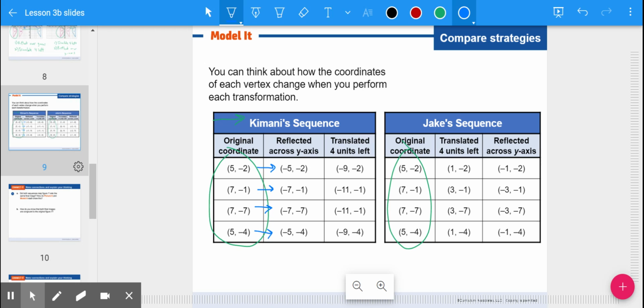But then when you move it farther to the left, this x value is going to change even more. But you notice the y values don't change at all the whole time. It's going to go farther to the left. It's going to go down 4. Whereas if we're looking at Jake's, he translated it first, so it first went down 4, down 4, down 4, but the y values all stayed the same.